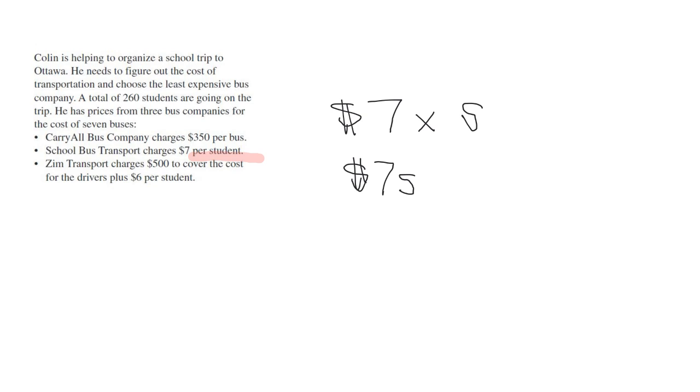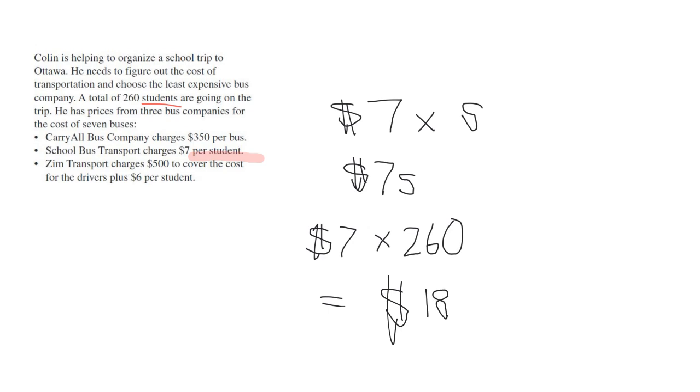Now we know that there are 260 students. So to do this problem correctly, we would write $7 times 260, and that would equal only $1,820. So that's a fairly significant saving from the other company.